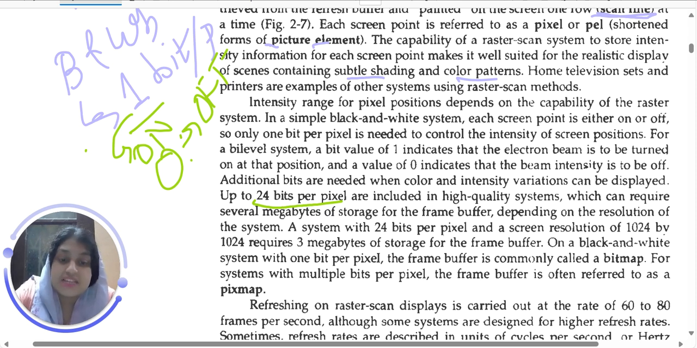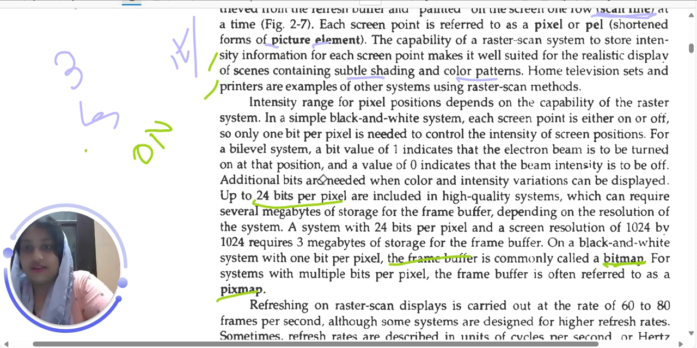A system with 24 bits per pixel and a screen resolution of 1024 by 1024 requires 3 megabytes of storage for the frame buffer. On a black and white system with 1 bit per pixel, the frame buffer is commonly called a bitmap. And for those having multiple bits per pixel, we call the frame buffer a pixmap.